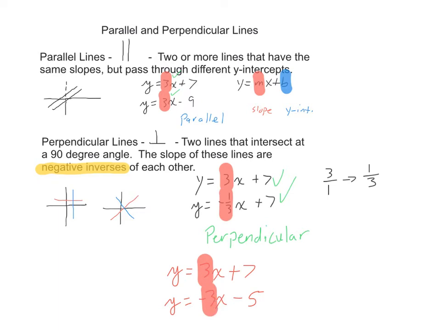But I look at my inverse. If I look at my inverse, I go from 3. Remember, I would need to put that over a 1. To go to my inverse would be 1/3. But I don't have 1/3 on the bottom. So these are not perpendicular.